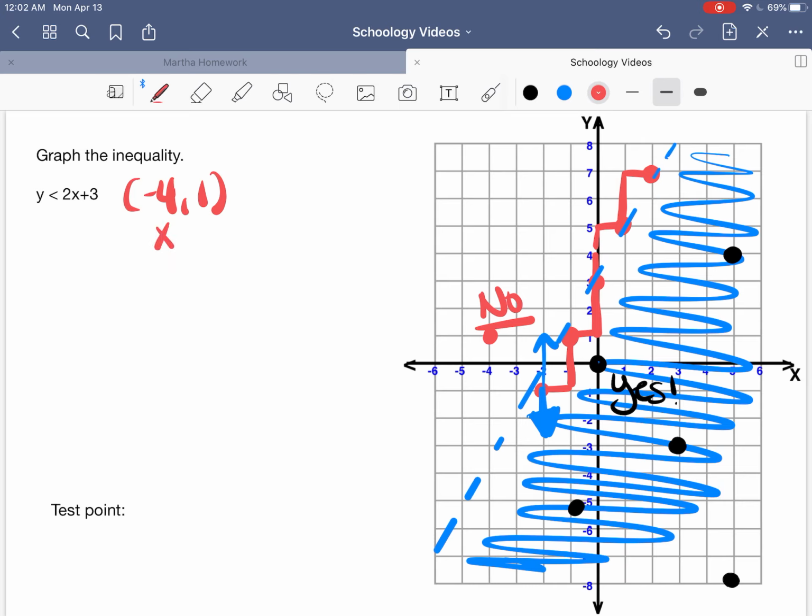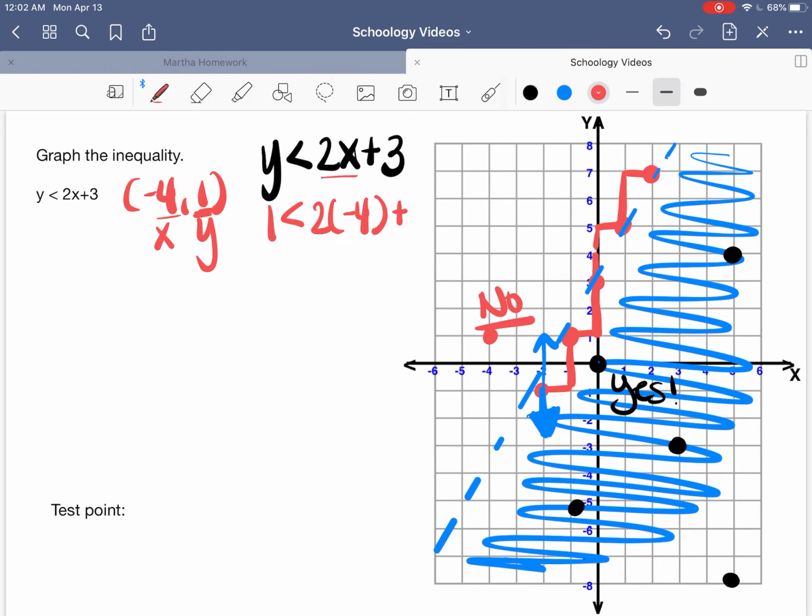So anytime you see an x, I'm going to replace it with -4. Anytime I see a y, I'm going to replace it with 1. So let me write down my equation again. We've got y is less than 2x plus 3. Where I see the y, I'm going to replace it, instead of 0 this time, with 1. And we're checking to see if 2 times -4 plus 3 is going to give me something that is greater than 1.